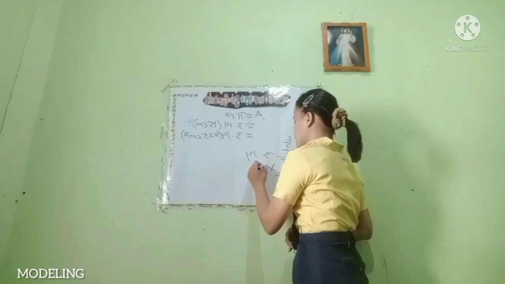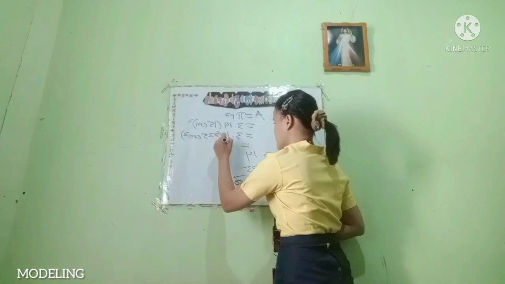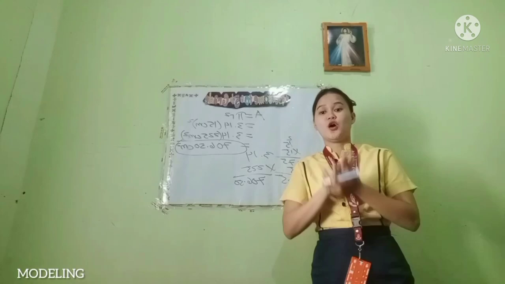So, we are going to multiply again 3.14 times 225. So, the answer is 706.50 centimeters squared. So, naintindihan nyo ba, learners? Okay, very good. I will group you into 3.